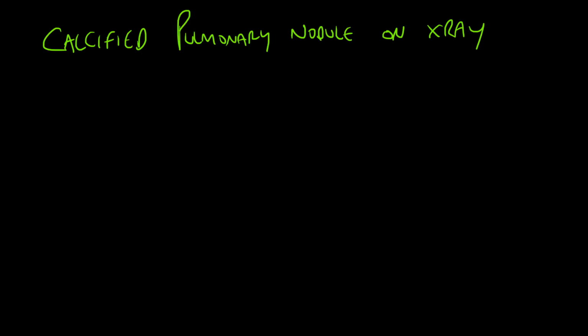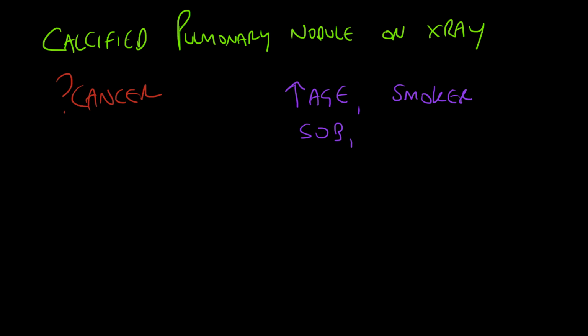What would you do if you saw a solitary calcified pulmonary nodule on an x-ray? Hopefully the first thing you'd be thinking is, is this cancer? Is there something really wrong with the patient? So you have to look at their history, and a number of things correspond to an increased risk stratification for this patient. Their age, if they're of increasing age, if they're a smoker, are they short of breath, do they cough, have they any symptoms associated with chest disease?